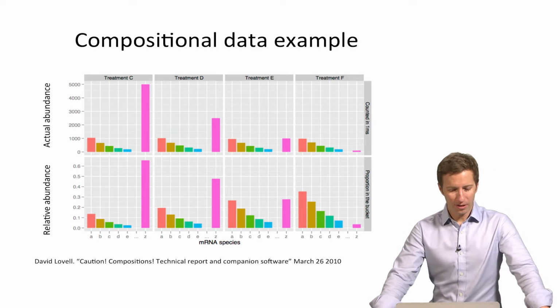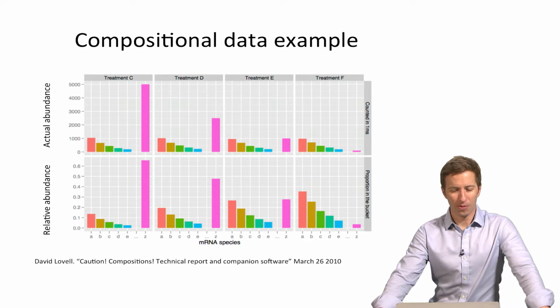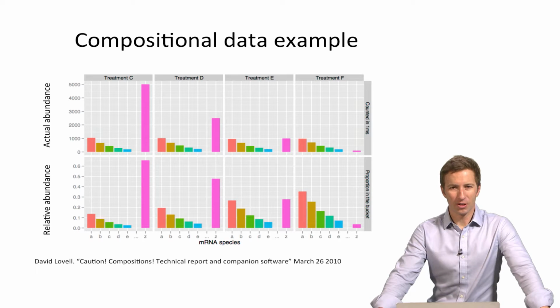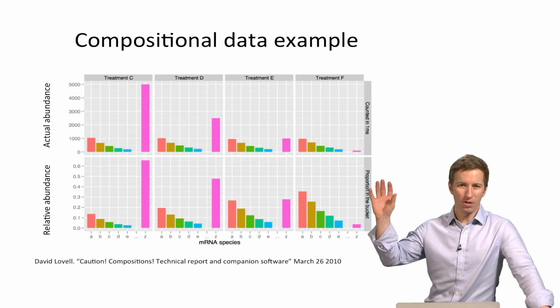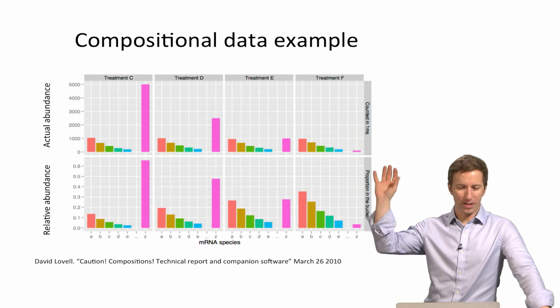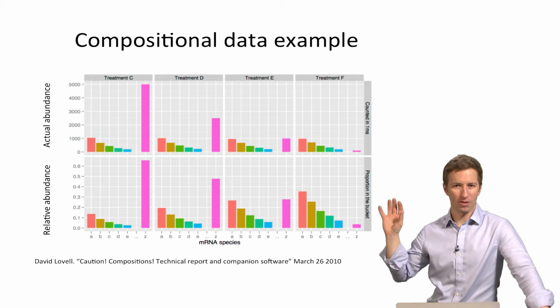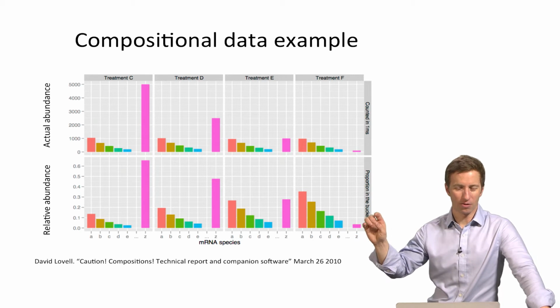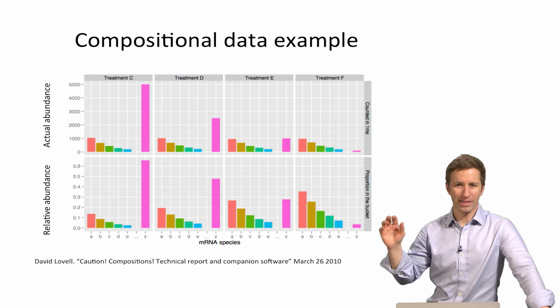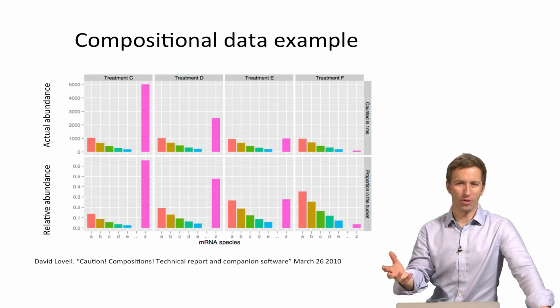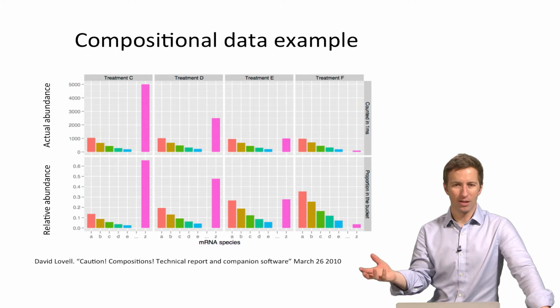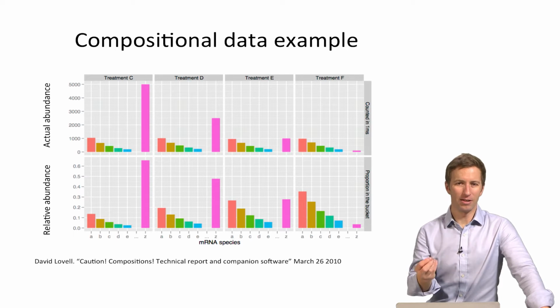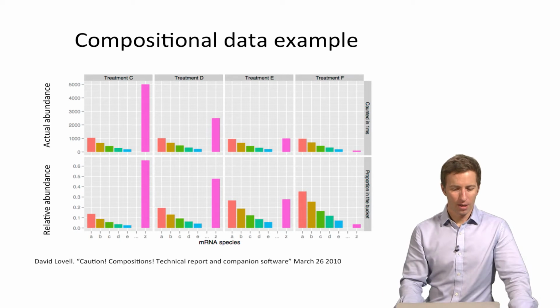So here's a very nice example from this great technical report written by David Lovell a few years ago, showing what compositional data can look like when you know what's happening in the actual abundance and when you're restricted to the compositional relative abundance. So compositional just means that the data are measured in fractions. You don't know how much of everything there actually was, just what percent of each feature made up the total.